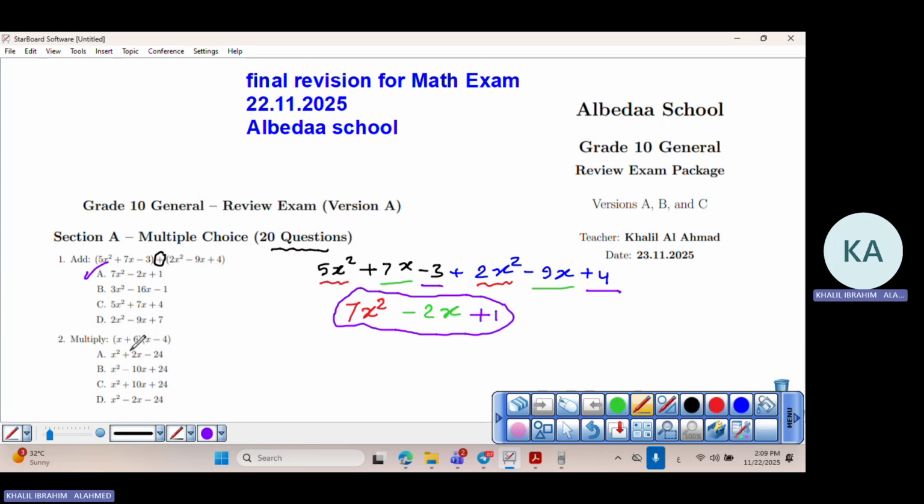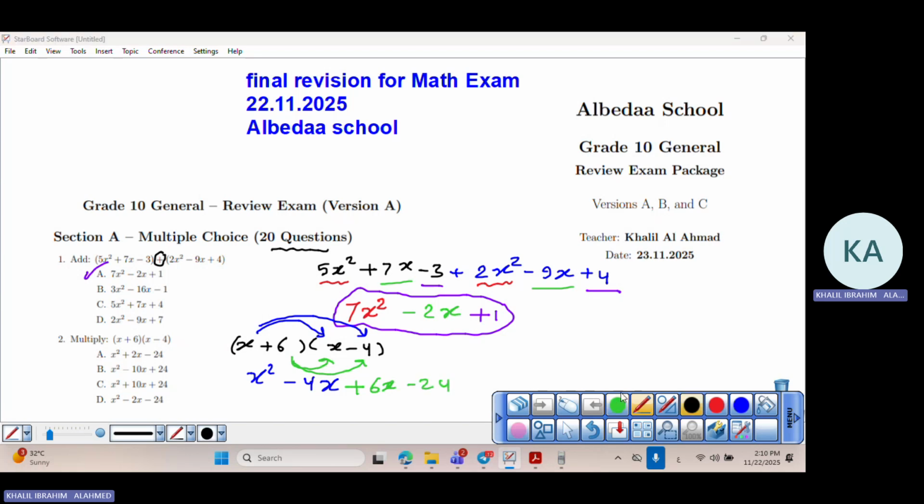Question 2 here, multiplication of two expressions. This is x plus 6 times x minus 4. You can distribute. x times x is x squared. Now x times negative 4 is negative 4x. Also 6 times x is 6x. Also 6 times negative 4 is negative 24.